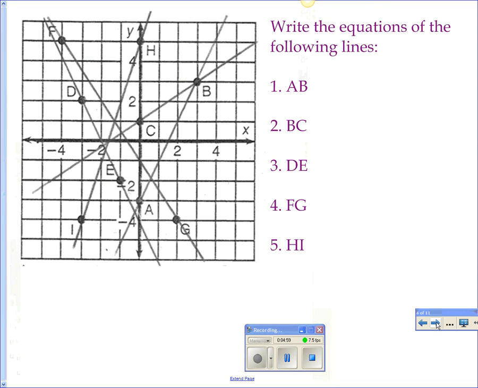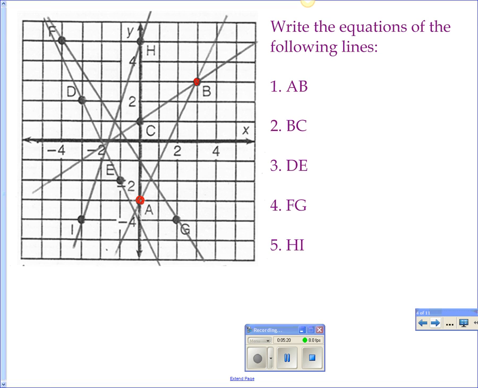Write the equations of the following lines. This would be a great point to pause the video and try these on your own and then see if you got the right answers. I would encourage you to do that. All right, so line AB is from, here's A and here's B.